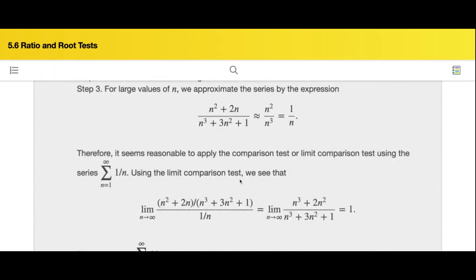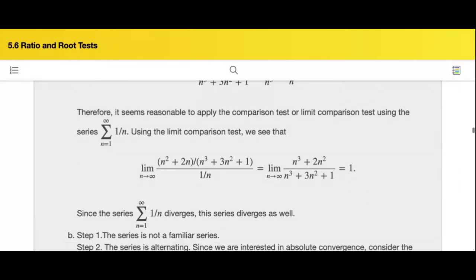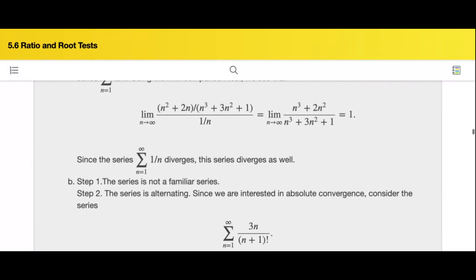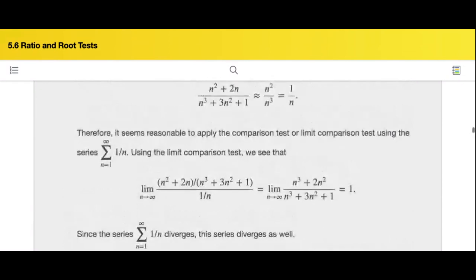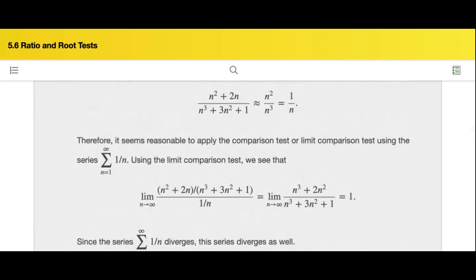So if we use a limit comparison test, and we take the limit of this with 1 over n, what do we get? We get a 1. So the limit comparison test is saying if the limit of the ratio equals 1, one converges, the other one converges. One diverges, the other one diverges. So 1 over n diverges. So that means this series diverges as well. Does that make sense? This is a rational function. Of course, we can use the integral test, but we don't want to go that far. Because if we can use the easy one, we use the easier one.